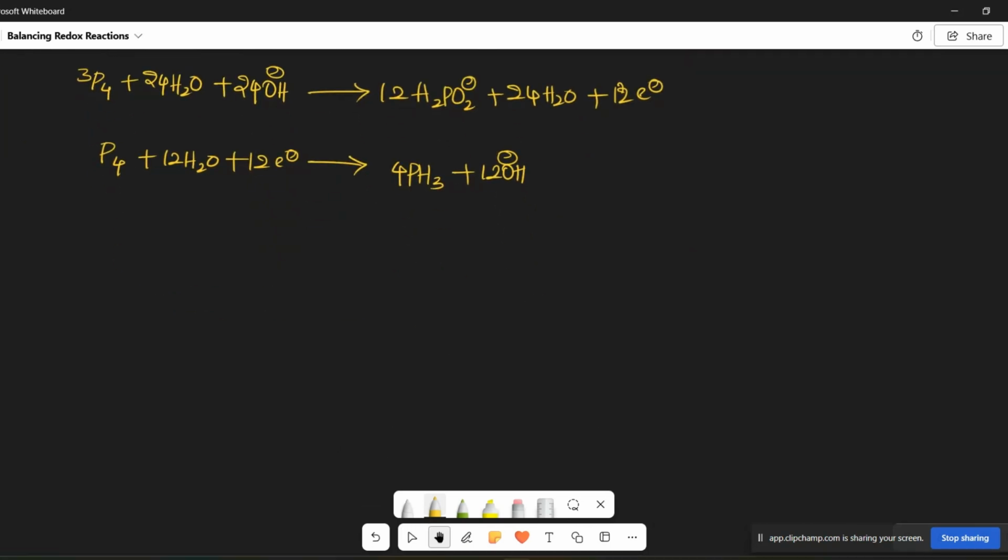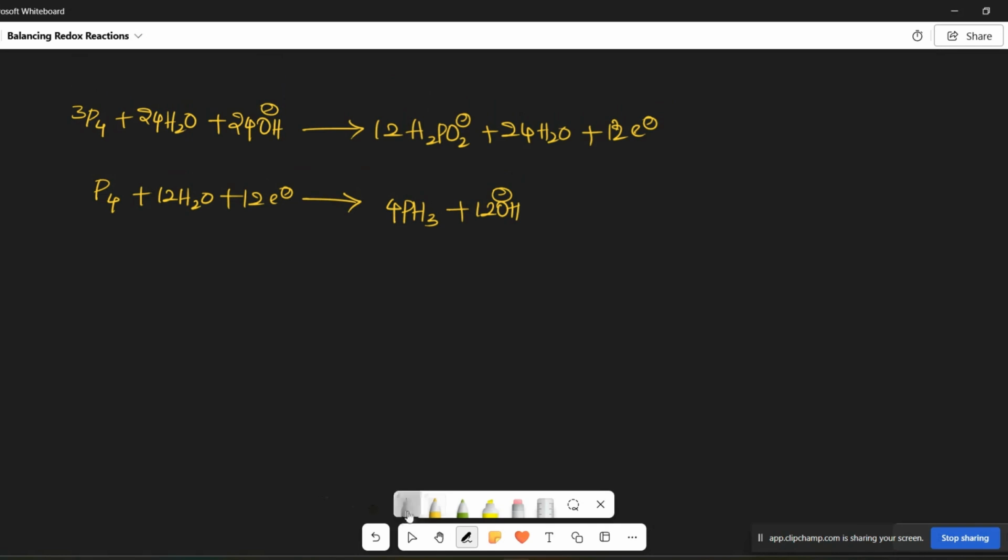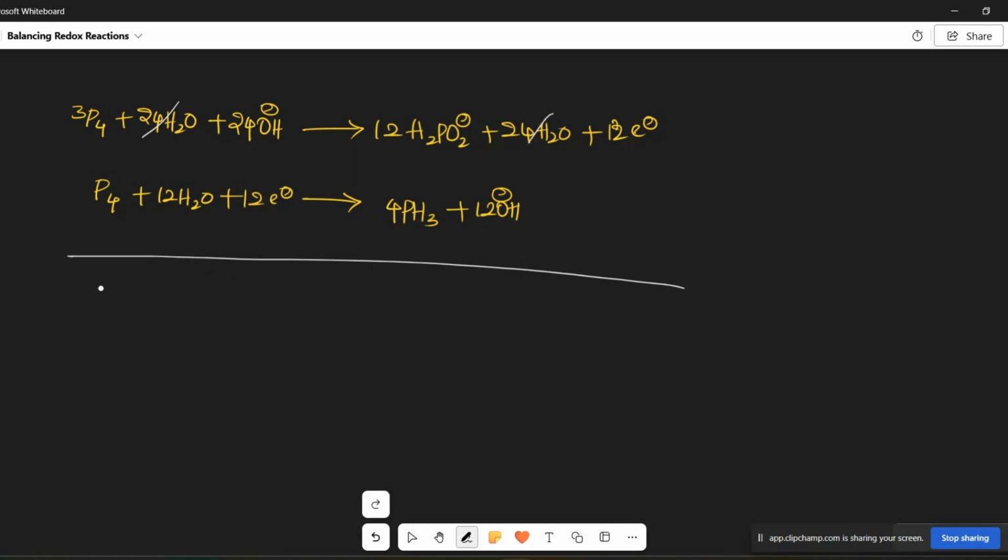So now you just try to add it up. What happens here? These water molecules anyway get cancelled out. We'll get 3 plus 1, 4 P4. If it is on the opposite side, you just need to subtract. If it is on the same side, you need to add up. Okay, we are adding this equation, and what you'll get is 12 water molecules. In the above equation, the water molecule is not there because we have cancelled it out.